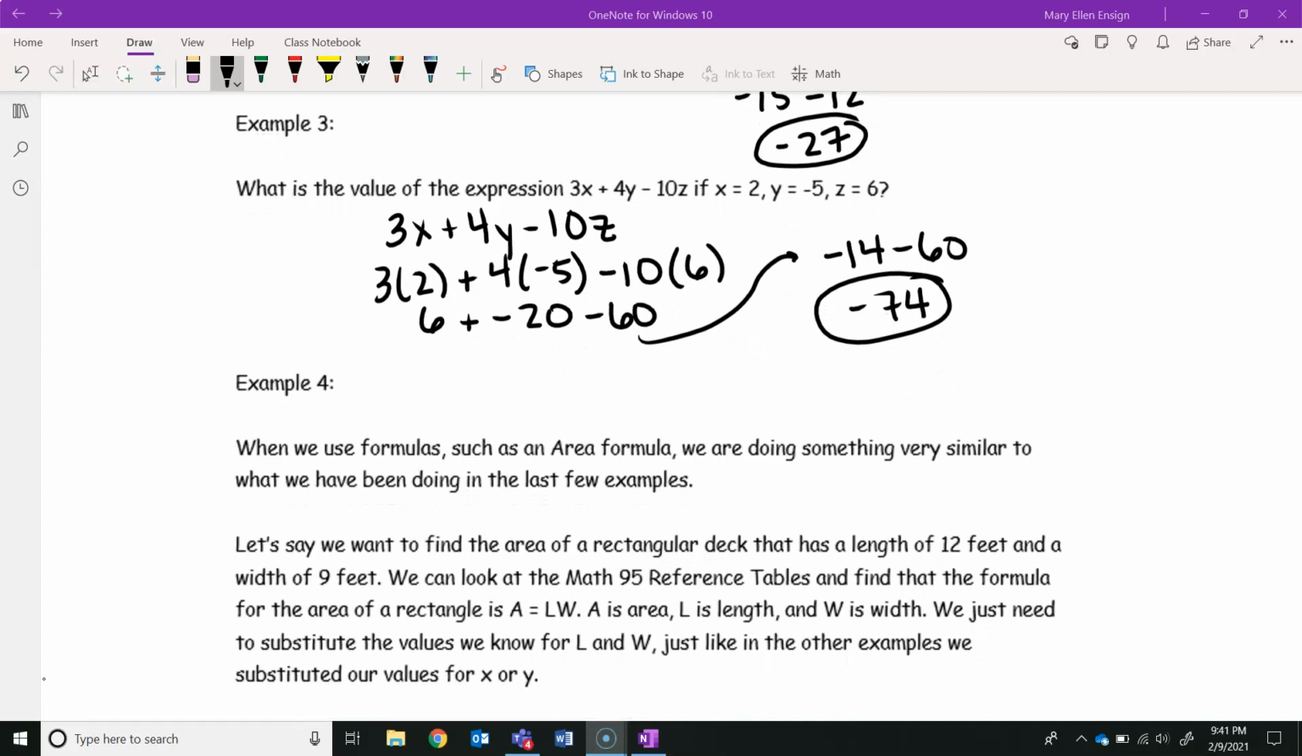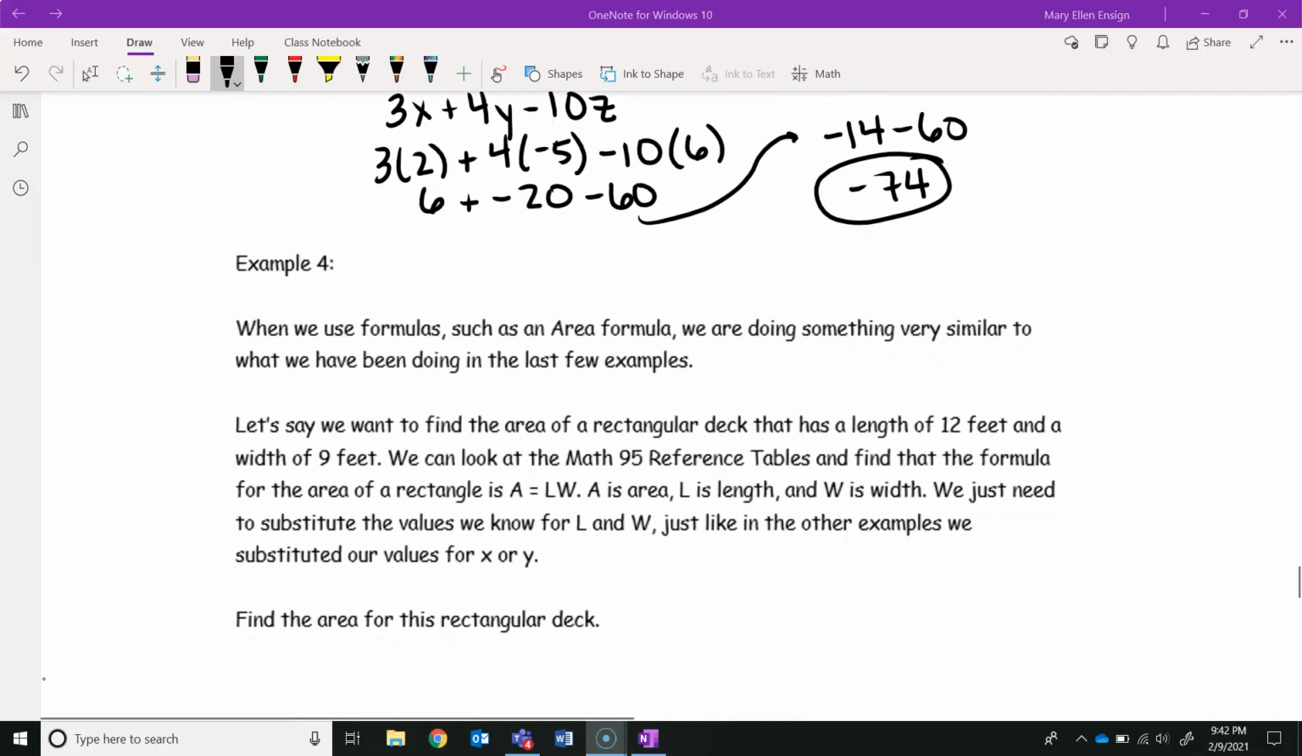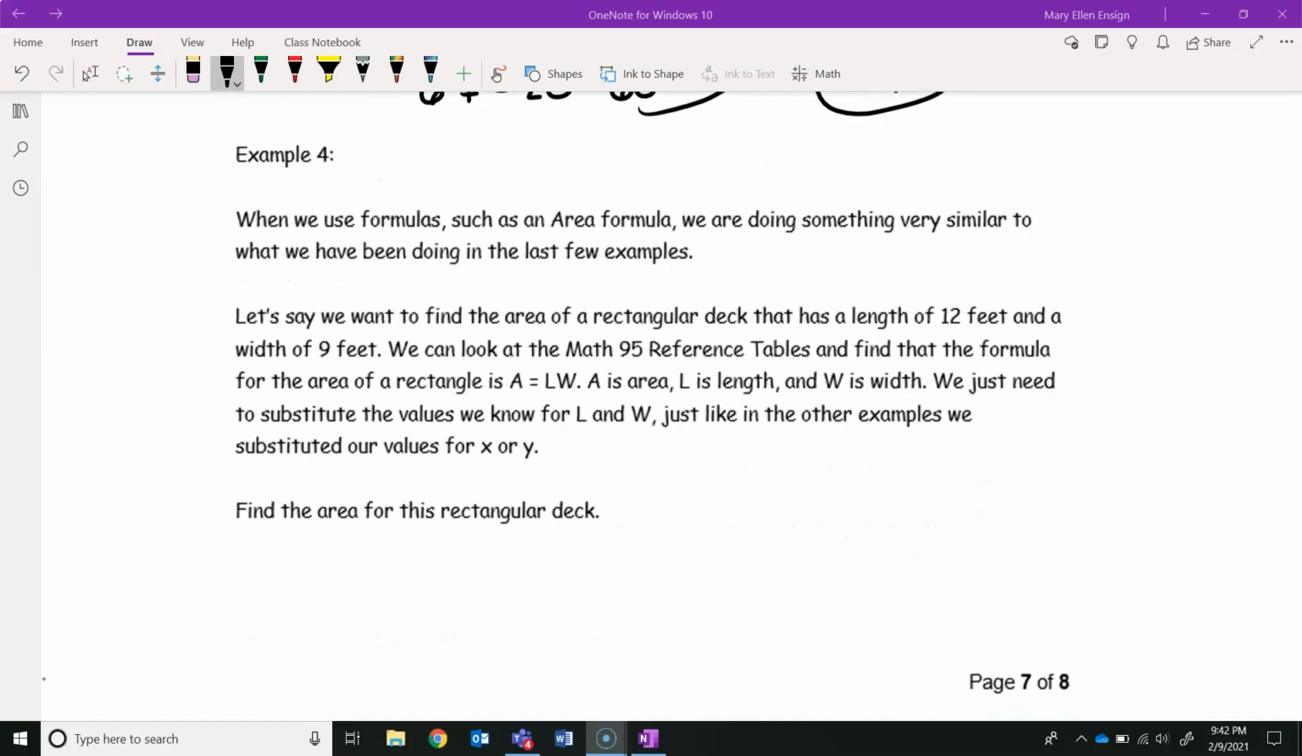Okay, so now what we've been working with are expressions. They're not equations. They don't have an equal sign. So I just substitute in, get an answer out. What we're doing here, though, is very similar to when we use formulas, like an area formula. An area formula is going to be an equation, but if we're just substituting on one side, then essentially it's the same as what we've been doing.